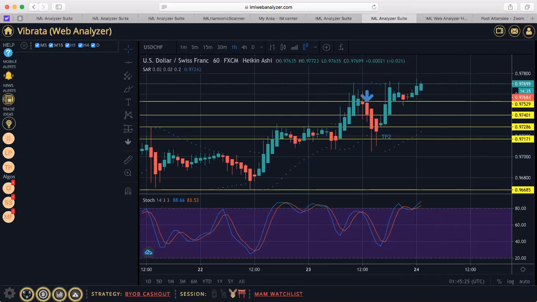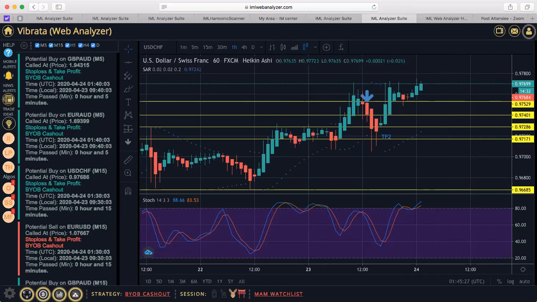Making sure I got this question. When you start on the 15 and check the 5 and the hour for confluence, if trading on the hour, check the 4 hour. Yeah. So yes, if you're trading on the hour, it's like the 15 and the 4. Correct. You're still using the same time frames.